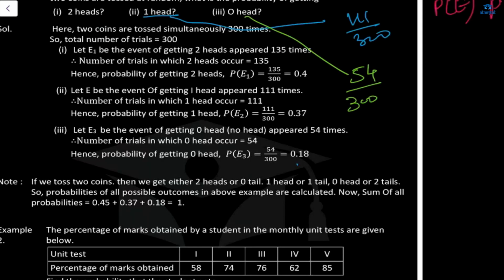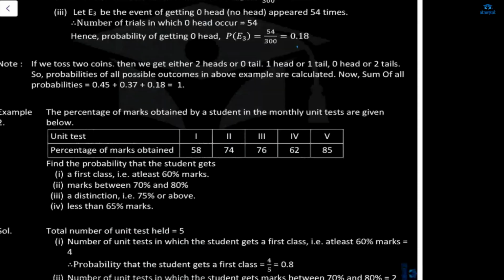Arham, now try to do this question. The percentage of marks obtained by a student in the monthly unit tests are given. So there are 5 unit tests that have occurred. You can expect English, Hindi, math, science, social studies. So 5 unit tests he has given.